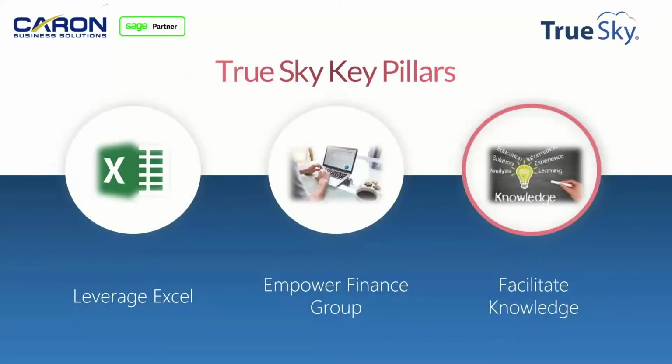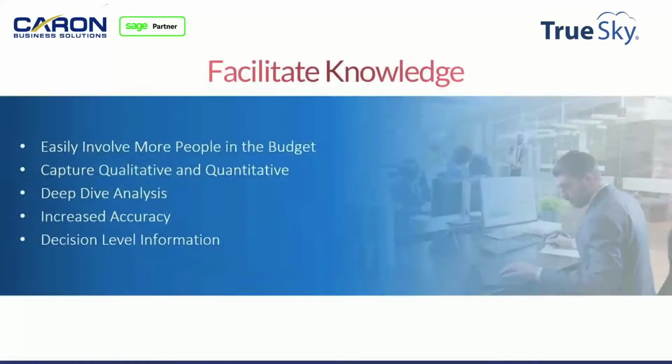And then finally, we're going to help facilitate knowledge throughout your organization. And how do we do that? Well, we're going to allow you to easily involve more people into the budget cycle. So more people working on smaller pieces of the budget, but those are the pieces of the forecast that they know the best. They know that piece of the puzzle the best. So you're going to spread the workload, but you're going to get better quality numbers that are all going to roll up automatically.